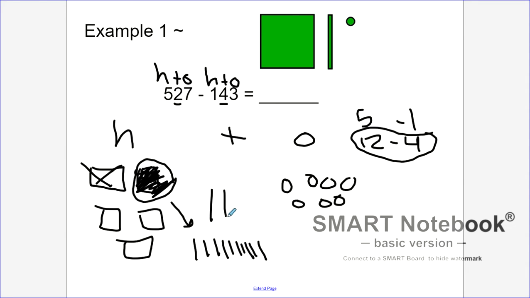Now that I have enough, I can regroup. I'm sorry, I did regroup, so I have enough, so I'm going to take 4 tens away. And I'm done with that part of the problem.